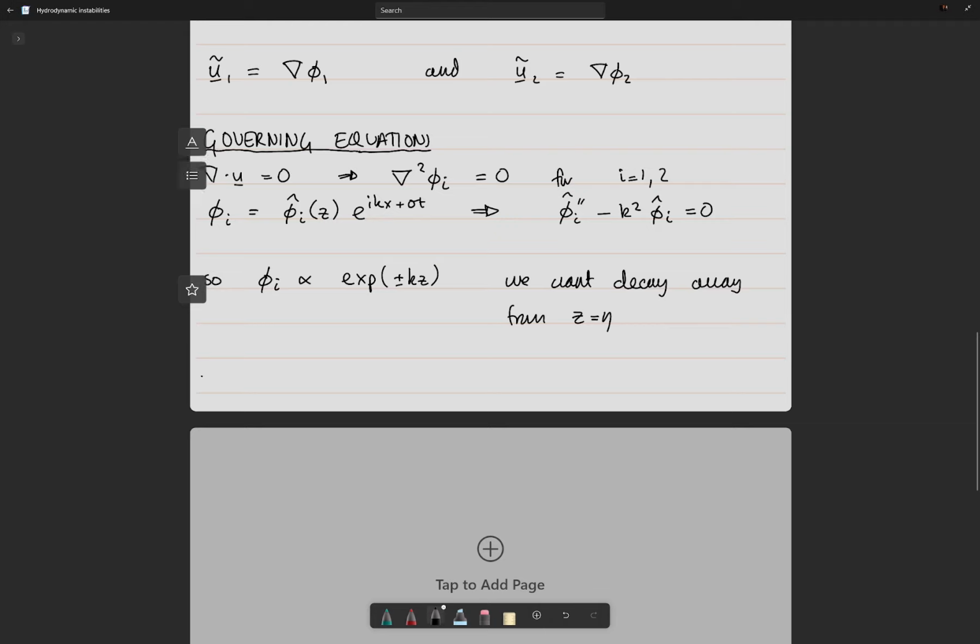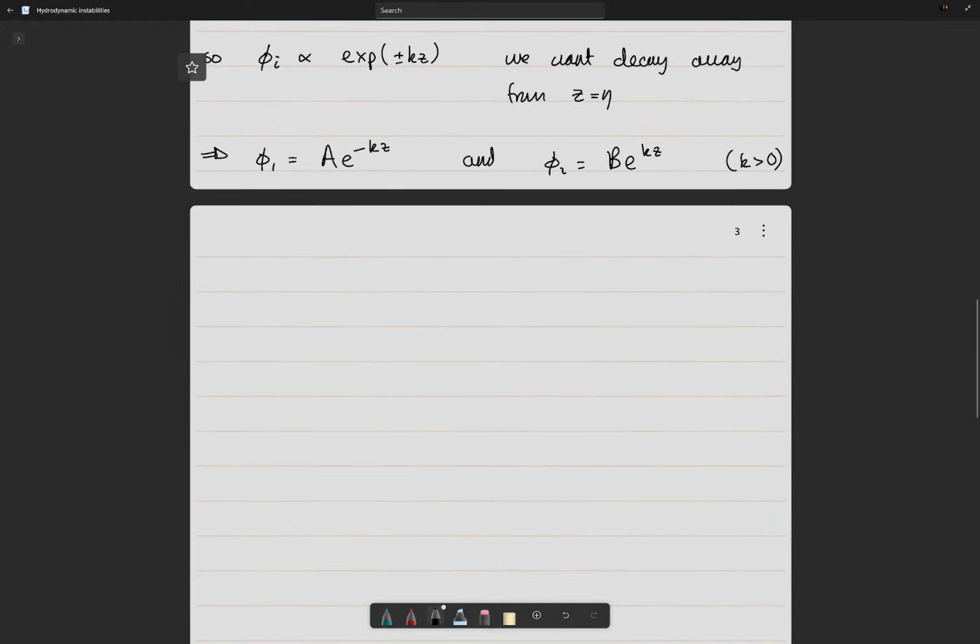So that implies that phi 1 has got to take the form a e to the minus kz, and phi 2 is equal to b e to the kz. We'll assume without loss of generality that k is positive. So both of these decay exponentially away from the interface. Okay, so we've got the forms of our eigenfunctions there.